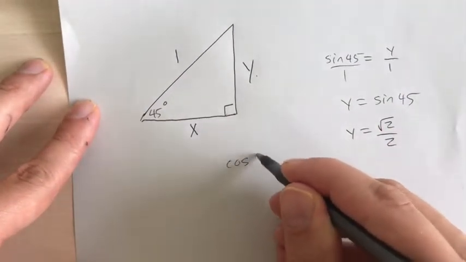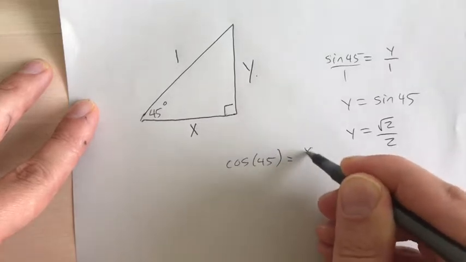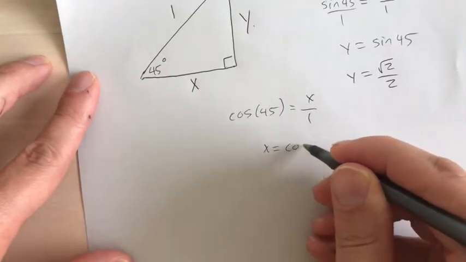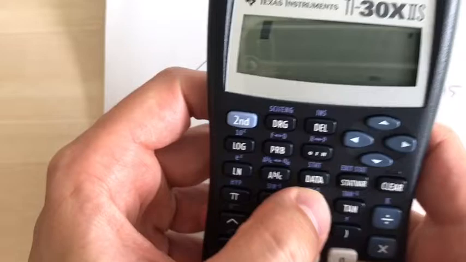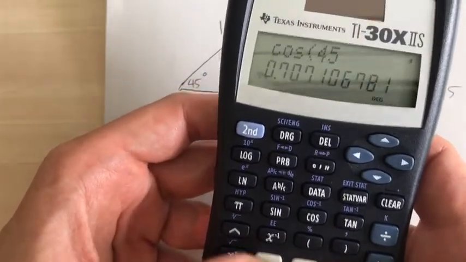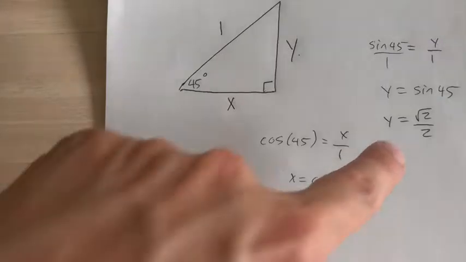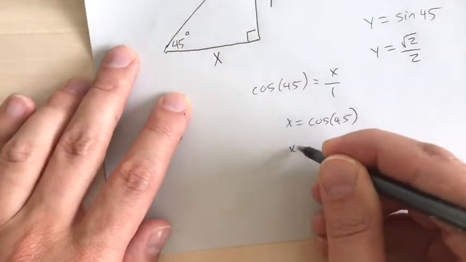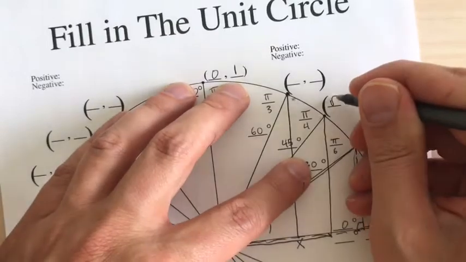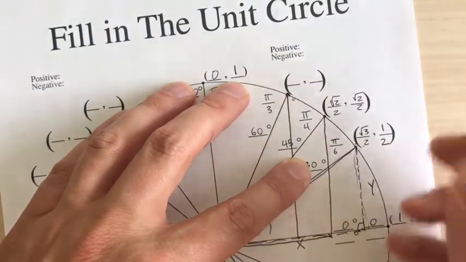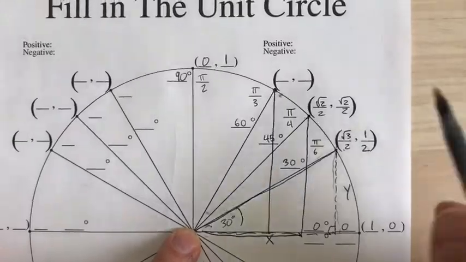I'm also going to solve for this length. So cosine of 45 equals adjacent over hypotenuse. X equals cosine of 45. If you look at the calculator again, we get cosine of 45 equals 0.707 again, which is exactly what we got before. So x is going to equal square root of 2 over 2 as well. So filling that in, so far we got square root of 2 over 2, square root of 2 over 2 for this point. And then last but not least, we have that last triangle to deal with to get the information for the point up there.